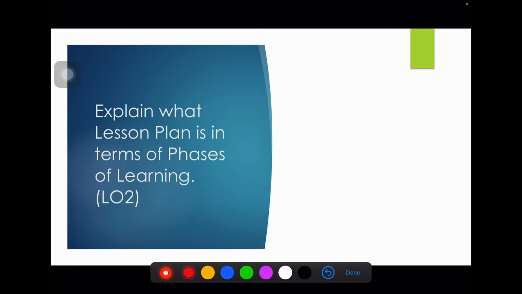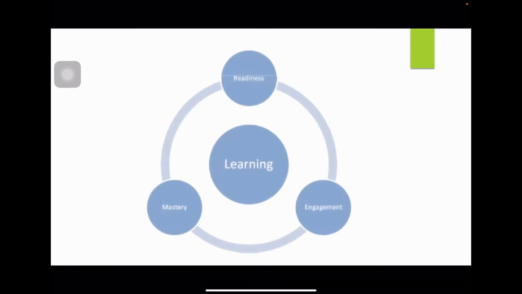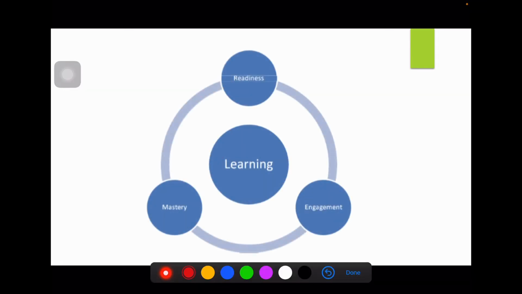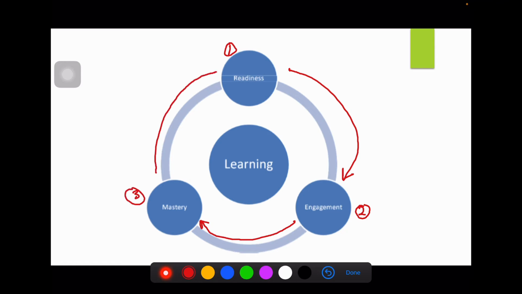Okay, now let's look at how we explain what lesson plan is in terms of phases of learning. Now this is the phases of learning which I took from the article. Okay, and you can see that we start with readiness, number one, readiness, and then it goes like this to engagement, and then it goes here to mastery, and then it goes back up to readiness. So it is a circle. Okay, and all these three leads to learning.